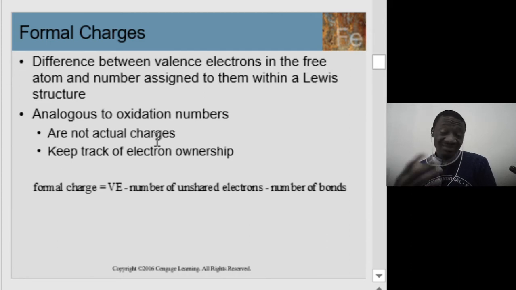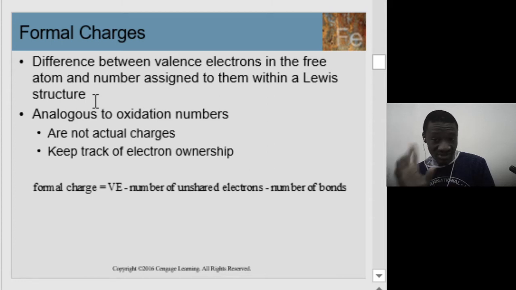So in this case, talking about charges and formal charges, we're talking about the actual charge on something, because electrons have that, and it's charges, so it's ion related. So formal charge is the difference between valence electrons in the free atom and the number assigned to them within a Lewis structure. Notice that we're talking about charges.